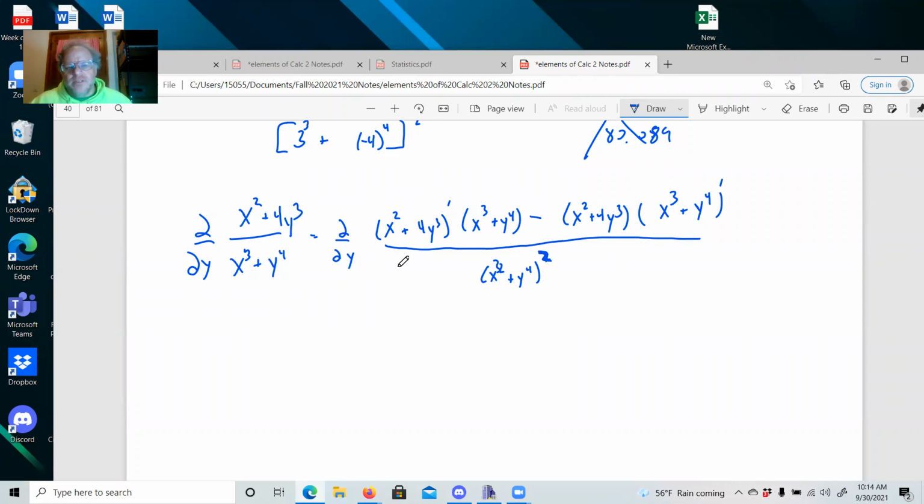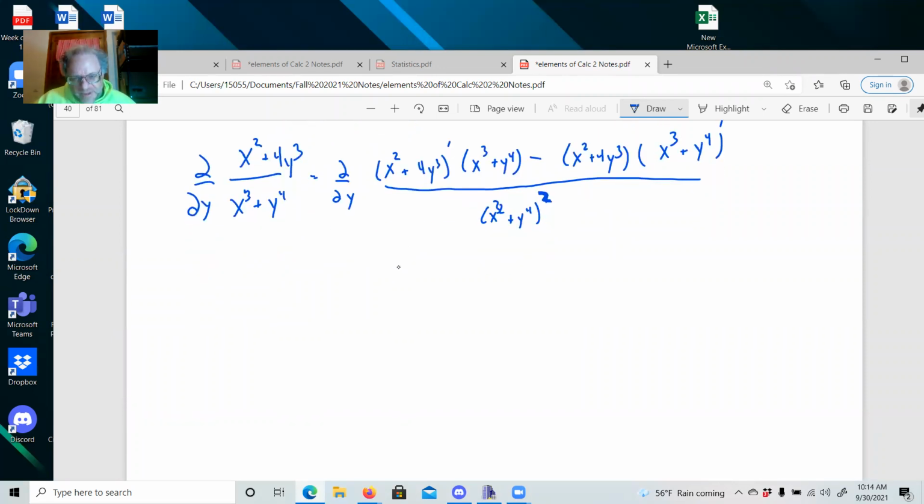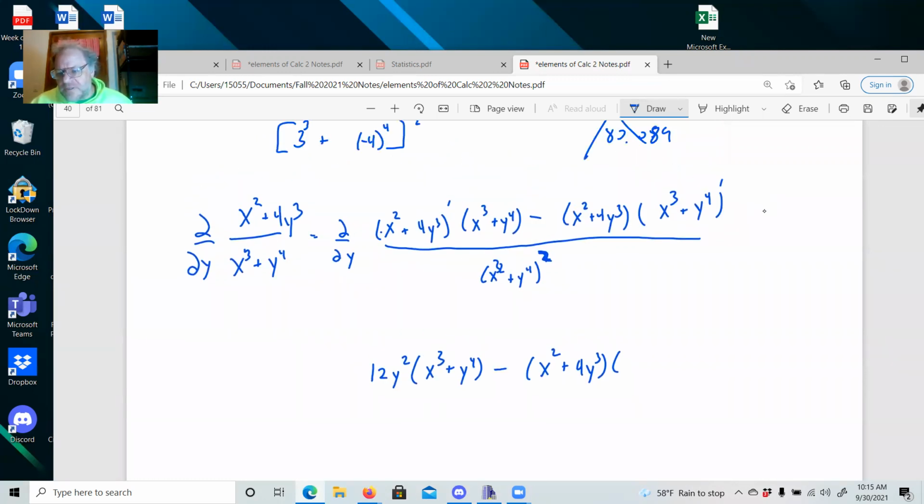All right. So what are we going to have here? We're going to take the derivative of this term here with respect to y. So the x squared, that's 0. That's going to be 12y squared, right, times x cubed plus y to the fourth, minus x squared plus 4y cubed. And we need the derivative of this bit. If we just take the derivative with respect to y, we've got 4y cubed. And then this is all divided by the bottom, leave it alone. This is x cubed plus y to the fourth, squared.